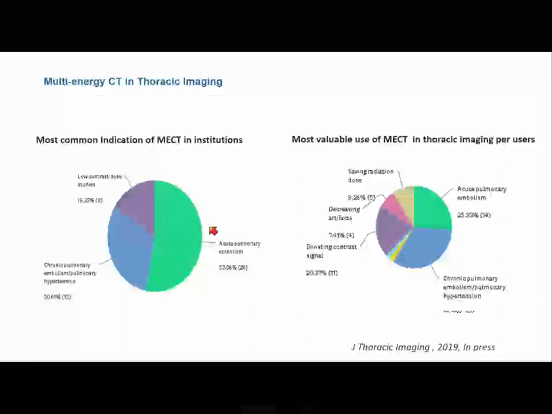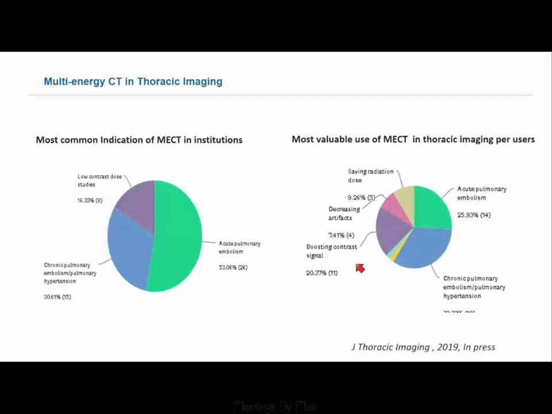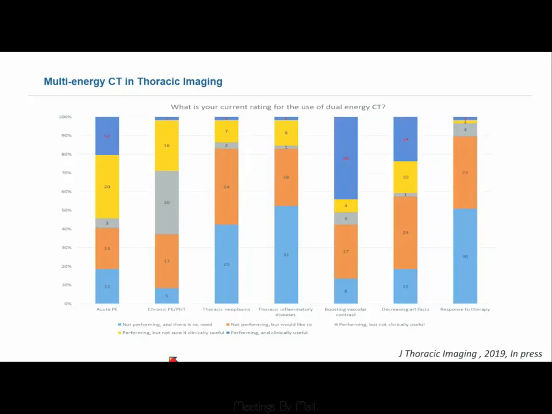I'll briefly highlight a survey which we did recently from the members of the Society of Thoracic Radiology to find what is the common use of dual energy in thoracic imaging. The most common indication happened to be acute pulmonary embolism in the current setting. And if we ask the readers what they feel is the most valuable use, they thought it is chronic pulmonary embolism. This shows the response of readers to different indications like acute pulmonary embolism, chronic pulmonary embolism, and then others like neoplasms and boosting vascular contrast. Most of the users valued this for acute and chronic pulmonary embolism and also for boosting vascular contrast.